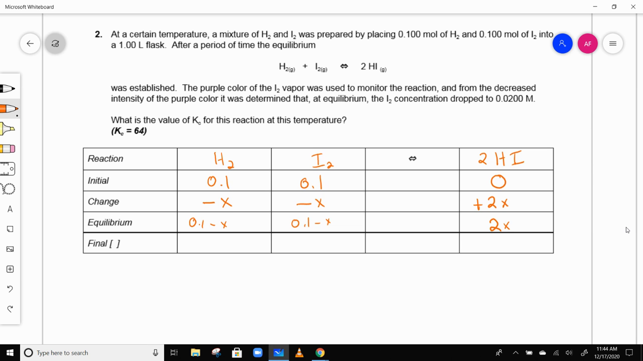Okay, so here are the equilibrium concentrations of everything. All right, and what we're going to do is plug that into our KEQ statement, our KC statement. So KC is equal to 64, and it's also equal to the concentration of HI squared over the concentration of H2 times the concentration of I2.